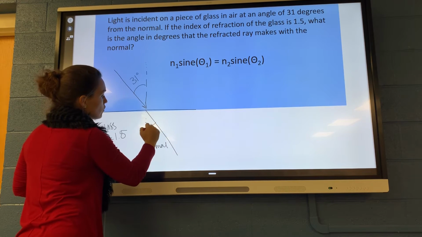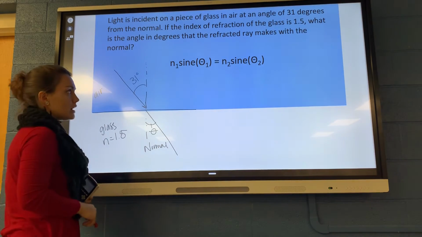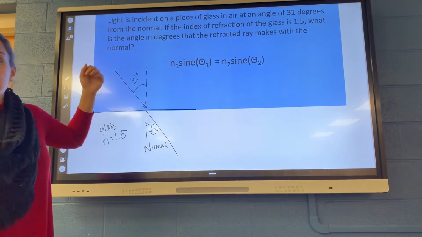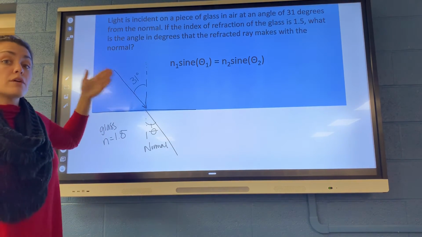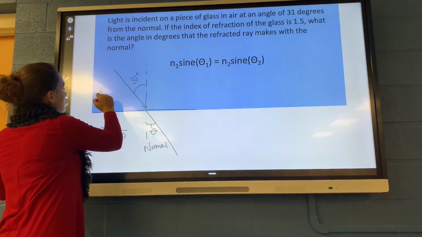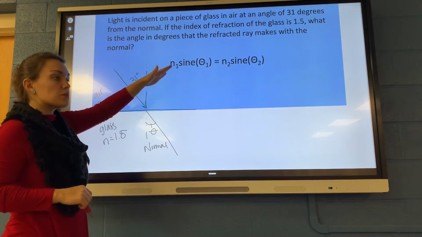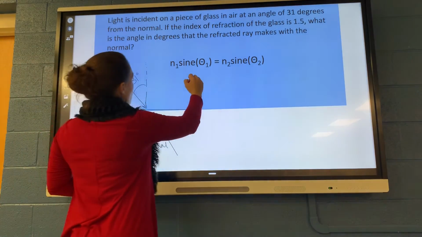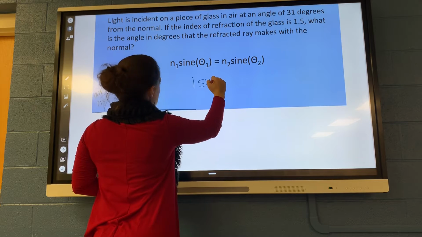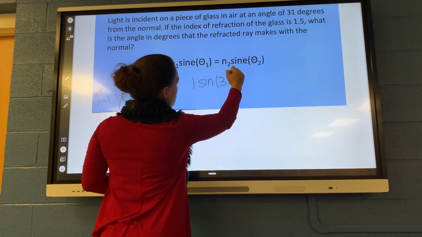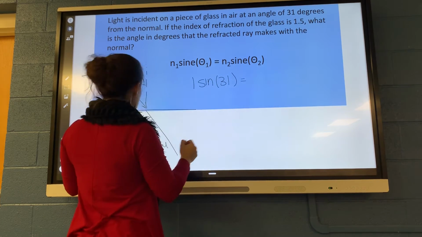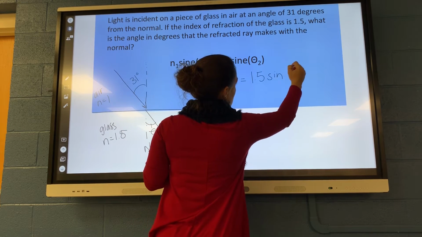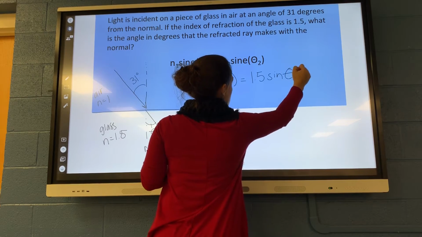So I'm looking for this angle, all right? So how can I figure this out? Air, we know that I need the N value. Where is that at? It's on my reference table. So N equals 1. So now we're just going to plug it in. Everything up top goes on one side and everything on the bottom goes on the other. So 1 times the sine of 31 equals 1.5 times the sine of angle 2, which is what I'm trying to find.